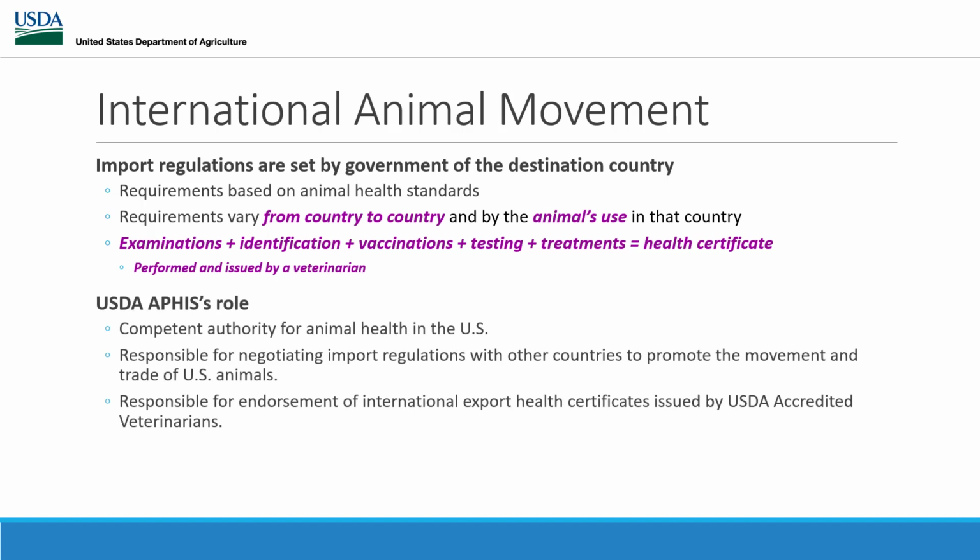The United States Department of Agriculture's Animal and Plant Health Inspection Services, or USDA APHIS, is the competent authority for animal health in the U.S. As a result of this authority, USDA APHIS is responsible for negotiating import regulations with other countries to promote the movement and trade of animals from the U.S., and endorsing international export health certificates issued by USDA accredited veterinarians for those animals.